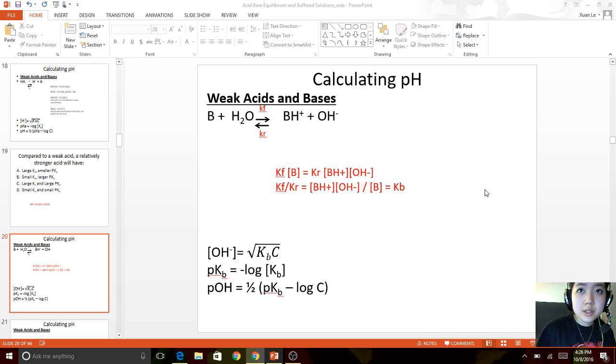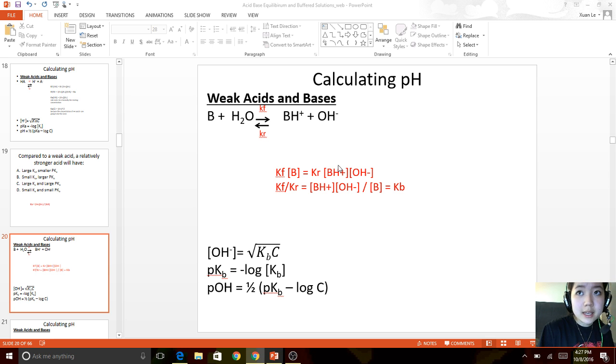So a base is a proton acceptor, so we're going to use a different symbol, which is Kb, instead of Ka. So a base is going to accept a proton from water and it's going to turn into the conjugate acid BH right over here. Remember that the forward reaction will depend on the original concentration of the base, while the reverse reaction will depend on the dissociated base ions. So this is what we see right here.